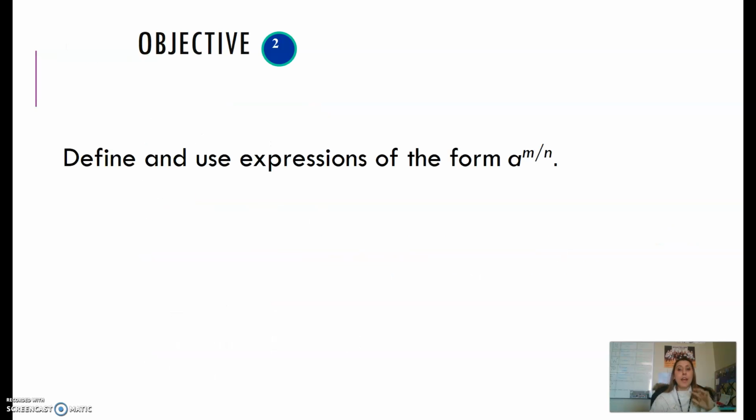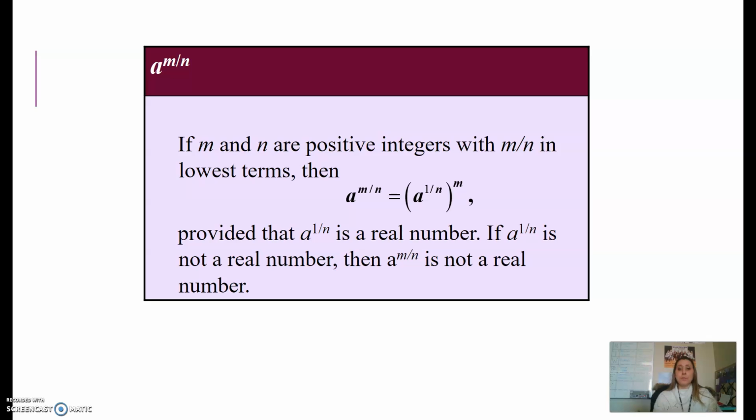All right, so now we're going to be talking about defining and using expressions in the form of a to the m over n. So this is what I would put. If m and n are positive integers, with m over n being in its lowest terms, meaning it's totally down to the simplest form. So if I gave you 2/4, it's actually saying 1/2. You would do it this way. So what I would say is the m represents the power, and the n represents the index or the root.